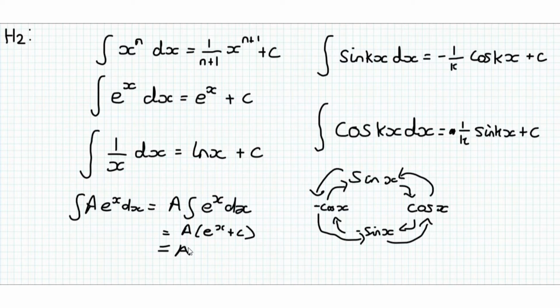When it comes to sums and differences, if you've got functions added together in the integral, you can just integrate these independently and then add them together. So what I'm saying there is you've got the integral of f of x plus g of x with respect to x. This is equal to the integral of f of x with respect to x plus the integral of g of x with respect to x. So that's it for H2.